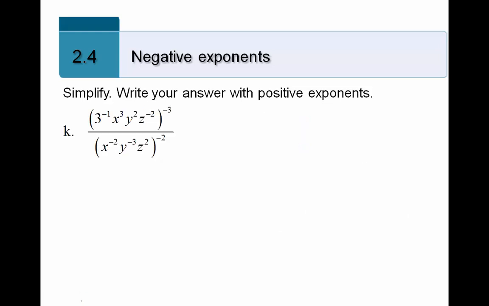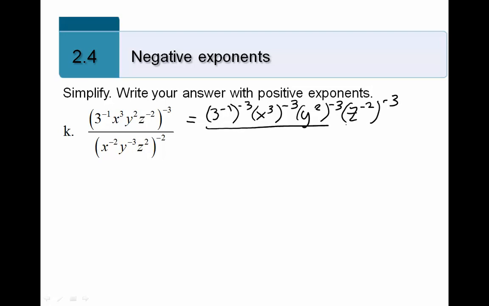Alright, and this will be our final problem, except for the u tries. So everything in the numerator is going to have to be raised to the negative third power. So let's see what this is going to look like. Hopefully it won't write out too messy. So we have 3 to the negative 1 being raised to the negative third. We have x cubed being raised to the negative third. I have y squared being raised to the negative third. And I have z to the negative 2 being raised to the negative third.